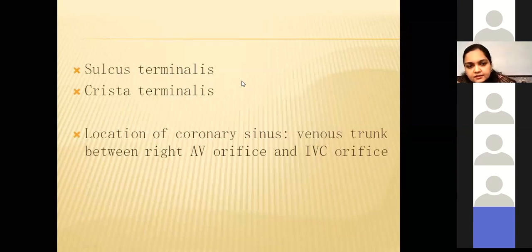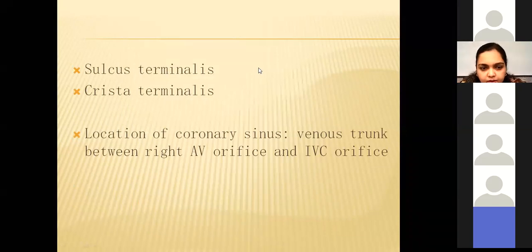Sulcus terminalis is simply the external demarcation between the anterior rough wall of the right atrium, and crista terminalis is the internal demarcation. The small oblique line that runs on the outside is simply called the sulcus terminalis. From inside, when we open the auricle, there is again a fibrous oblique line that demarcates the anterior wall and posterior wall from the sinus venarum to the musculi pectinati. That is simply called the crista terminalis.